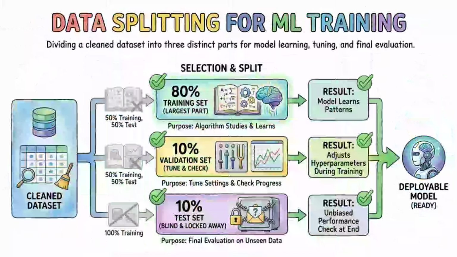Finally, you securely lock away the remaining 10% as a blind test set, which is only used at the very end to see how the model reacts to completely unfamiliar data it has never seen before.